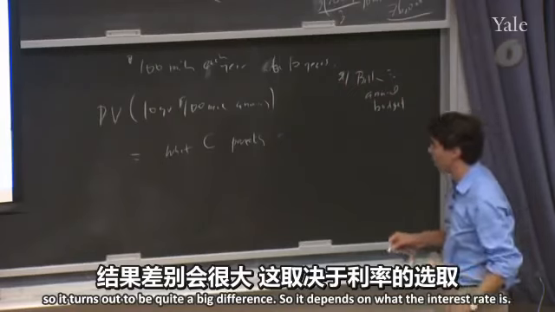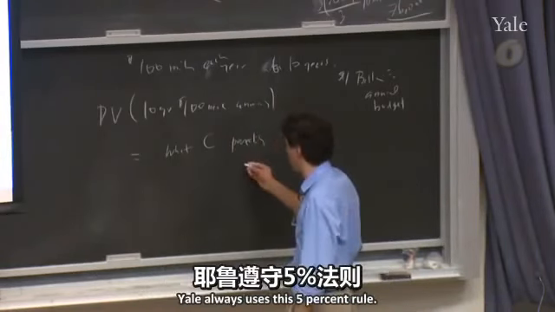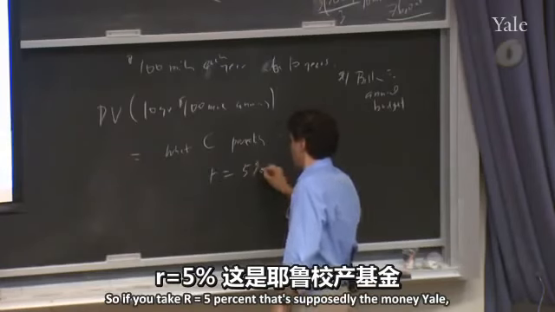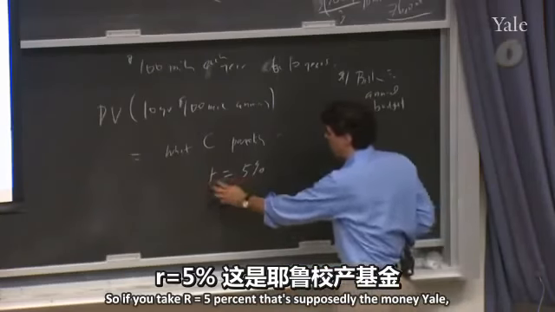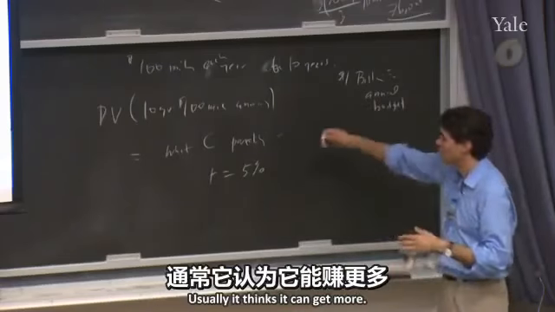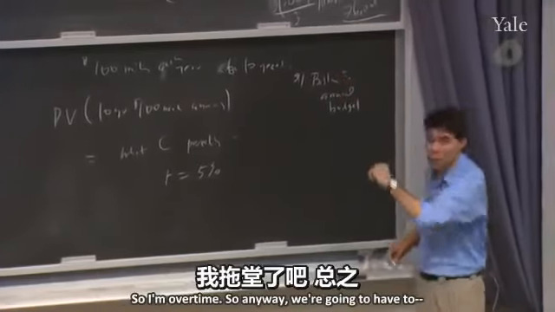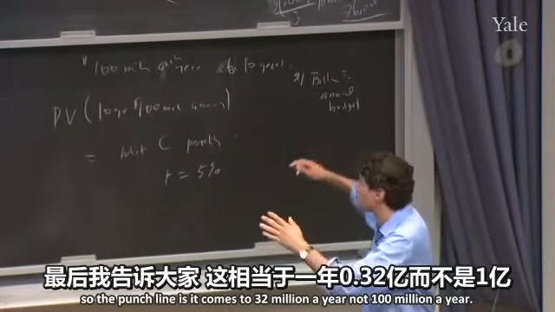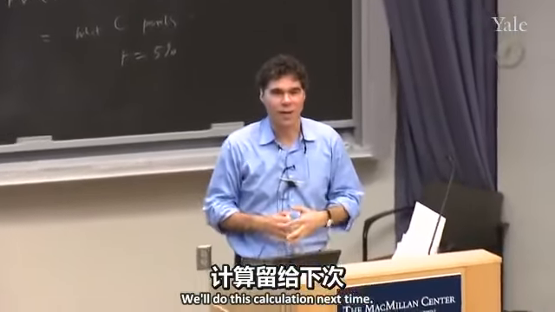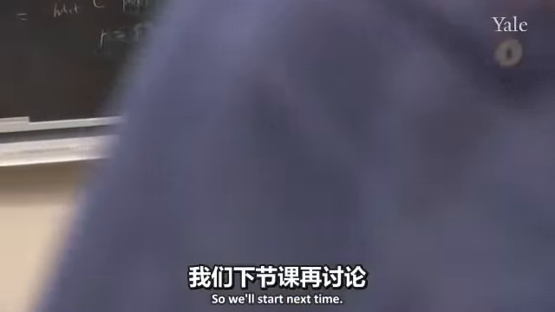So it depends on what the interest rate is. Now it happens that Yale always uses this 5% rule. So if you take R equal to 5%, that's supposedly the money Yale, after inflation, is confident that it can get on its endowment. Usually it thinks it can get more. You'd figure out what the annuity value is of 100 million. Okay, so I'm over time. So the punchline is it comes to 32 million a year, not 100 million a year. We'll do this calculation next time. And you don't need to fire 15% of the faculty to get 32 million a year. So we'll start next time.